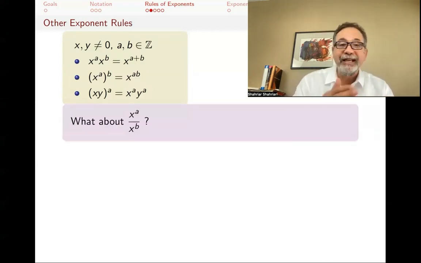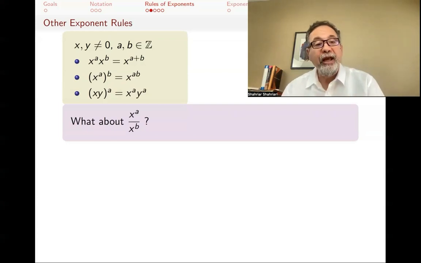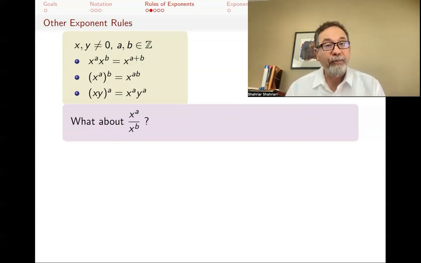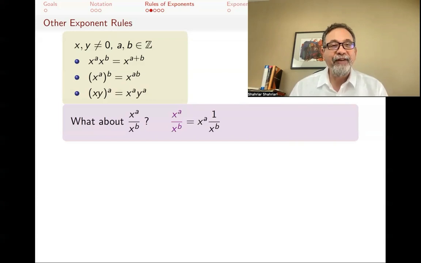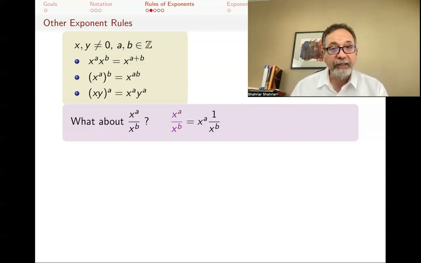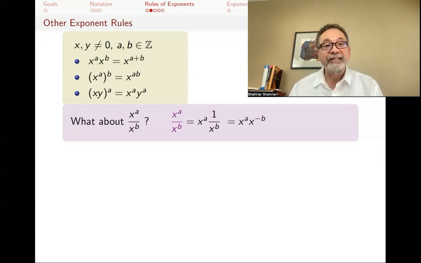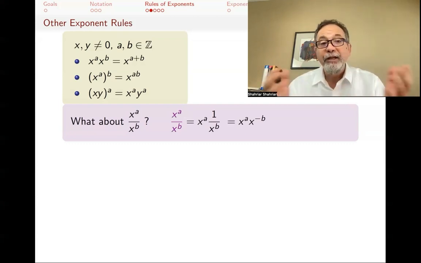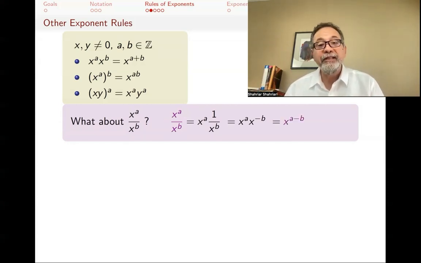For example, we said x to the a times x to the b is x to the a plus b, and you might ask, well, what about x to the a divided by x to the b? The point is that x to the a divided by x to the b is the same as x to the a times 1 over x to the b. So what? Well, 1 over x to the b is the same as x to the minus b. Now we have a product with bases the same, so we can use our rules and add the exponents. And a plus minus b is a minus b.